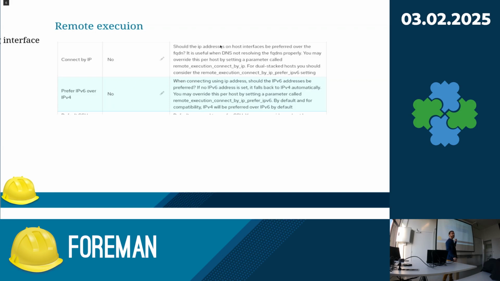Just a reminder, that works for remote execution. It's not a general Foreman setting, which means that internally, we do prefer the IPv6 address, and it's not configurable. So there are places where I actually check if an IPv6 address exists, then use that. If it doesn't exist, then I will use IPv4 and so on. So that's something that I wanted to mention.